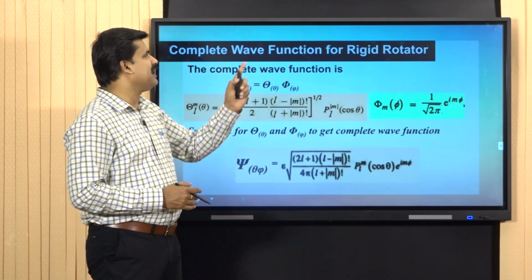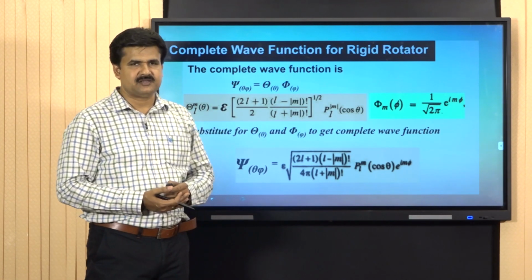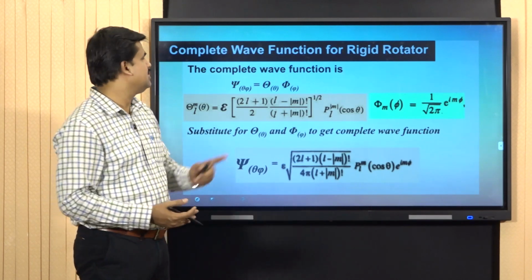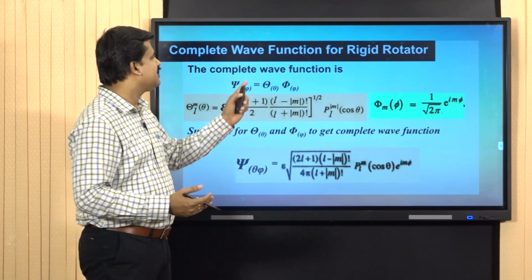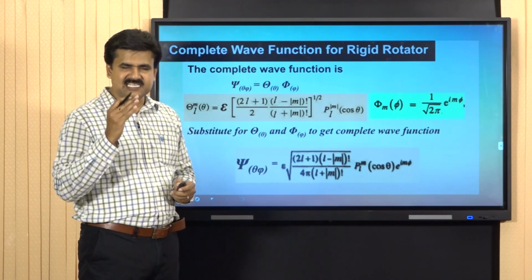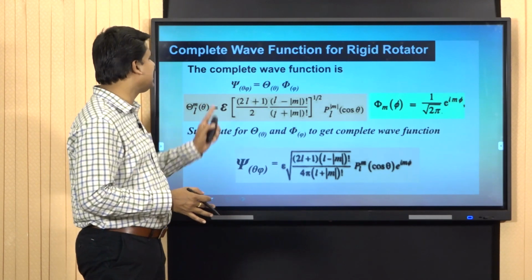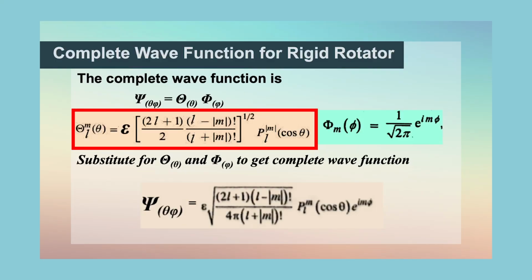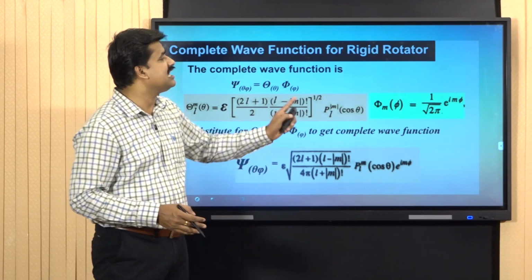Now, the complete wave function of the rigid rotator. We already discussed in the first part, at the time of separation of variables, that psi of theta phi is equal to theta of theta into phi of phi. Here theta of theta depends on the variable theta only, whereas phi of phi depends on the variable phi only. And theta Lm, or theta of theta, is equal to epsilon into (2L plus 1)(L minus modulus of m) factorial divided by 2(L plus modulus of m) factorial, the whole raised to 1 by 2, into PLM cos theta. And the second part, that is phi of phi, depends on m.